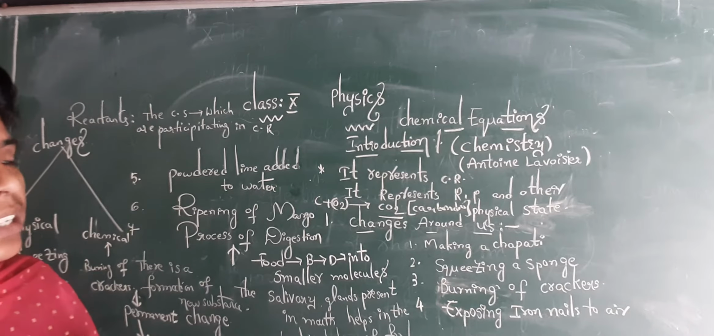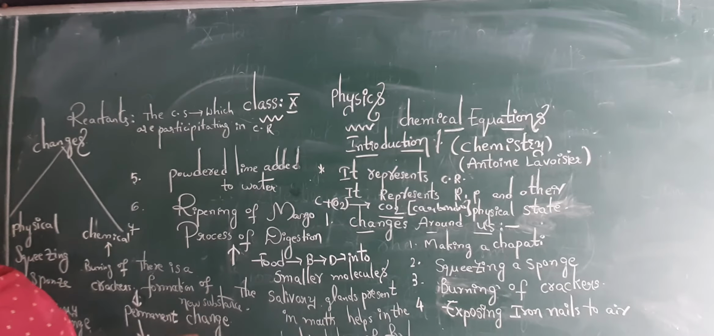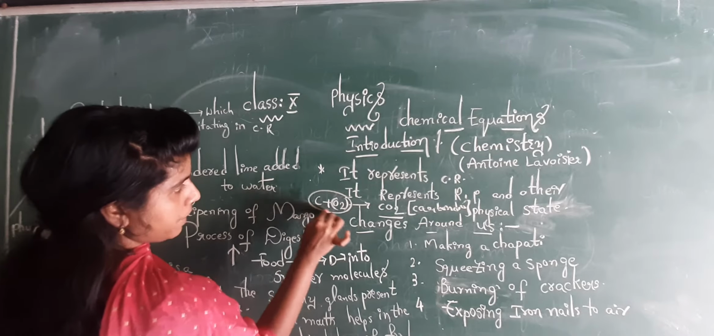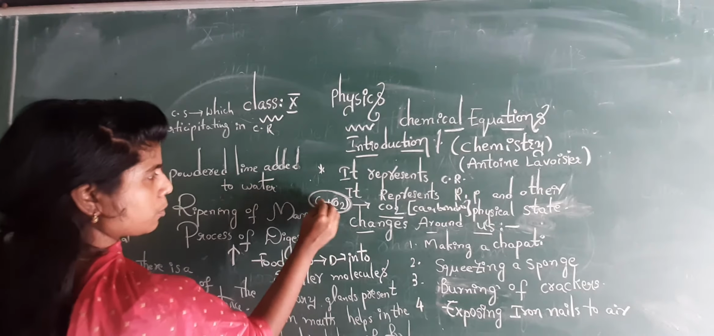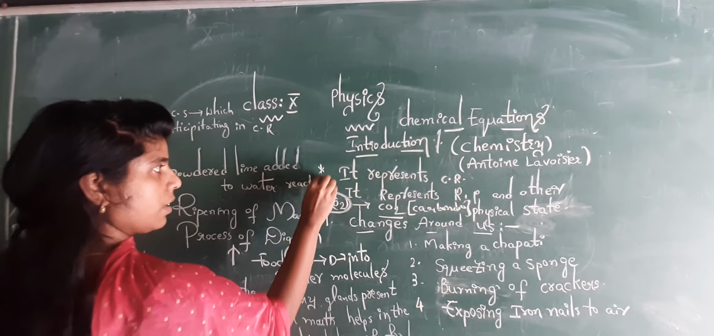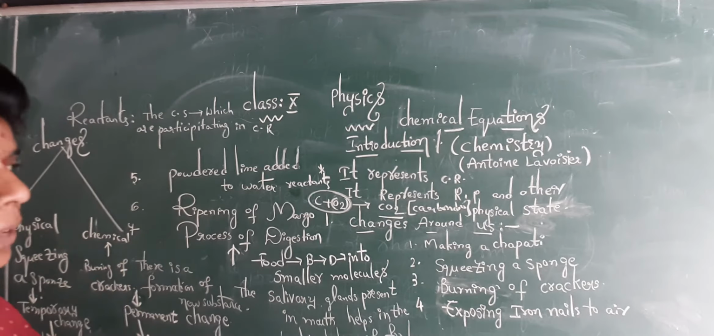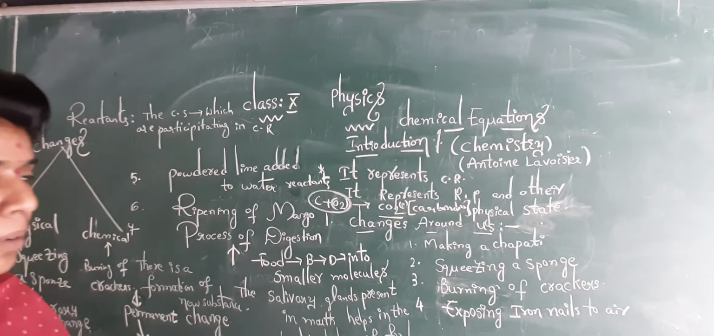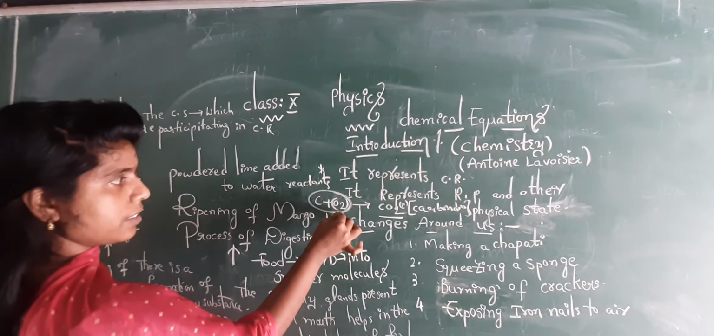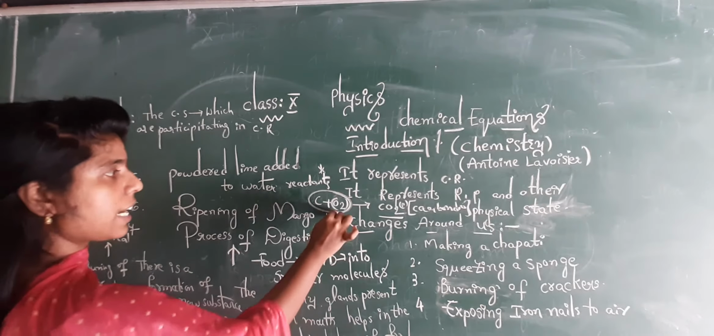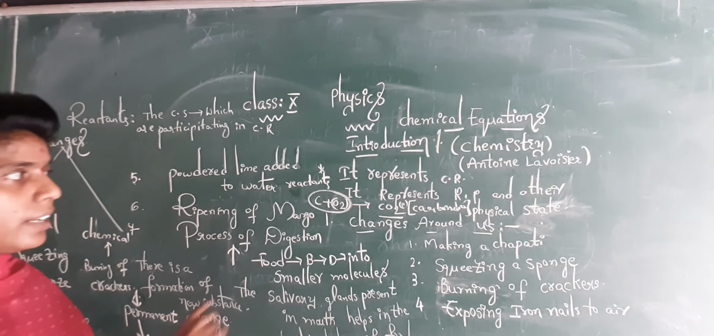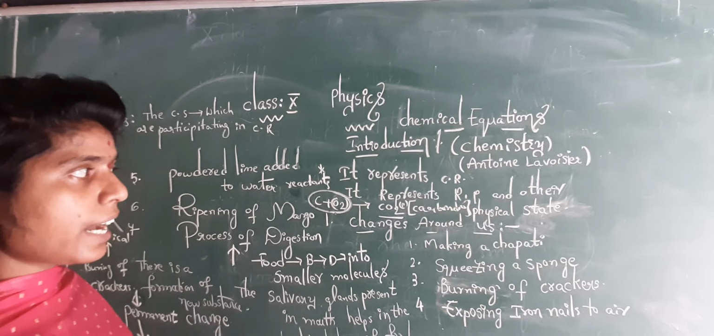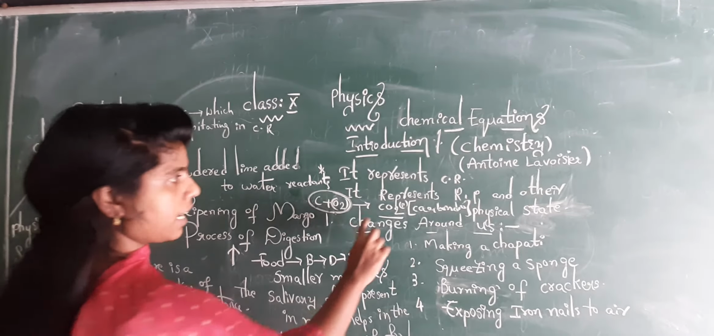So in the chemical equation, we have two parts. One is reactants and one more is products. Look here. C plus O2 is said to be reactants. The left side is referred to as reactants, whereas the right side is said to be products. Reactants are also called the left hand side. Products are also called the right hand side.